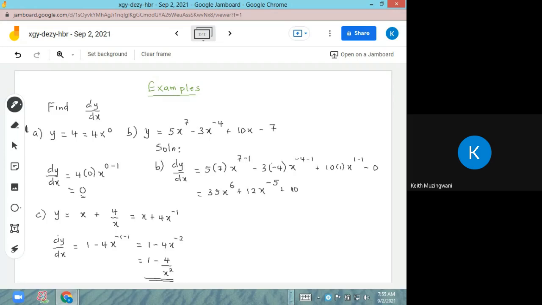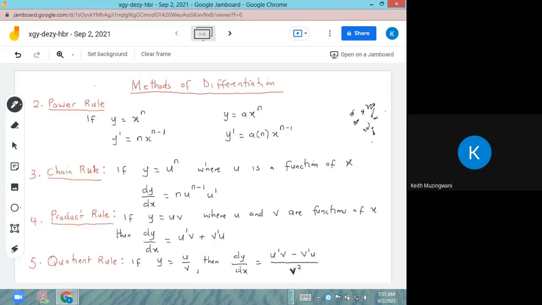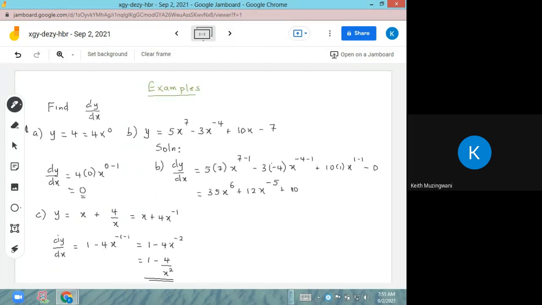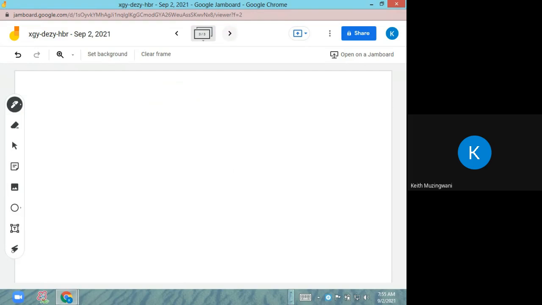So example number 1, trying to explain what the power rule means. We do example number 2. Find f prime of x. A, f of x is equal to 3x to the power 3 minus 4x squared.